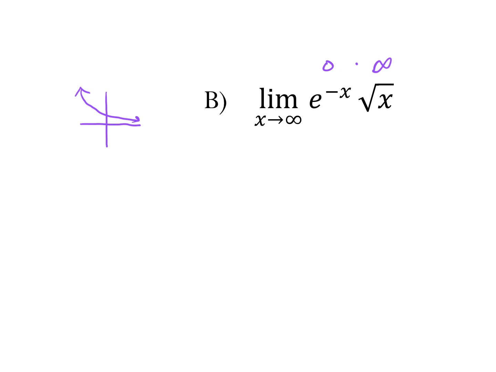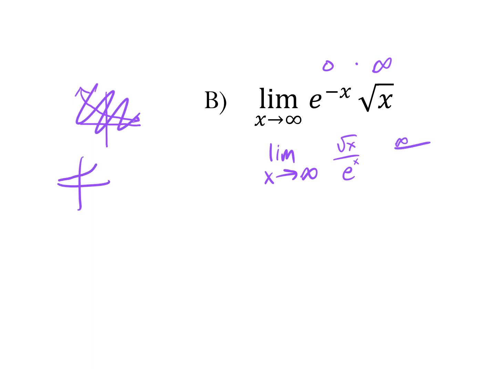Seamus, what is an idea you have to rewrite this? Root x over e to the x. Isn't that what a negative exponent does? It moves stuff to the bottom. Yeah. So we could call this the square root of x over e to the x. If I write it this way, the square root of x goes to infinity, and e to the negative x flips back this way. So what is the limit of e to the x as x goes to infinity? Infinity. Now I have a L'Hopital's form. Everybody good?